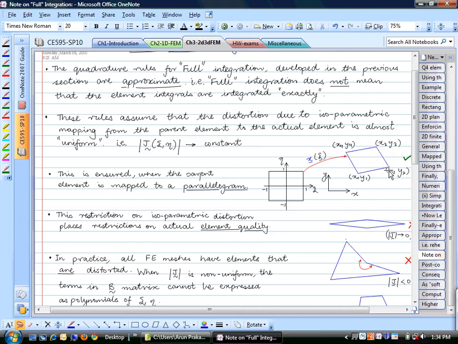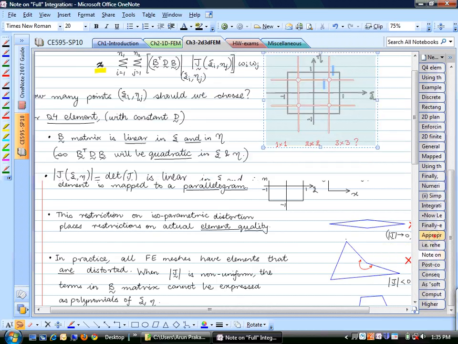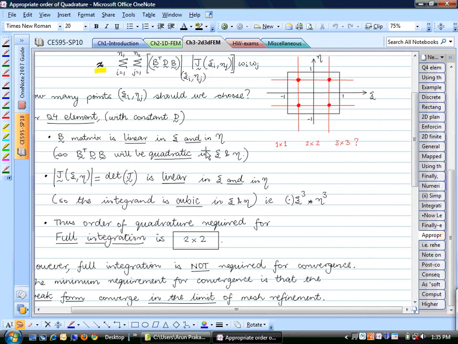If it distorts to a parallelogram, then J, your determinant, measures how much the domain changes, in this case the change in area at each point of this square. If you take this square in the parent element and map it to a parallelogram in the actual mesh, then you can show that J, the point-wise change in area, is actually uniform. Since J is constant all over this area, all the estimates we came up with last time, like the B matrix being linear in xi and eta, are valid as long as your J is almost uniform.